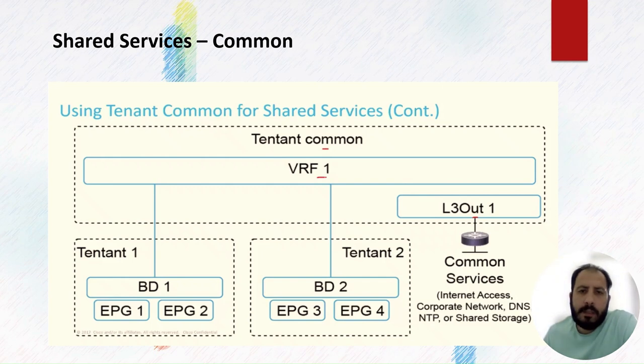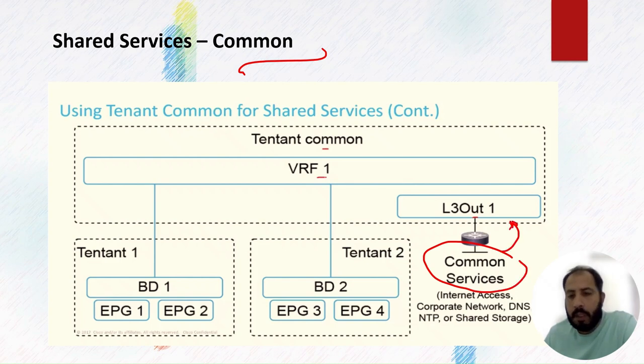Let's have a look at this use case. Assuming that I have a common service which lives inside my L3 out, pointing to maybe an outside network, maybe a service provider, internet, or whatever. You can have internet access for the corporate network, DNS, NTP, or whatever shared services that you can offer to your ACI fabric.